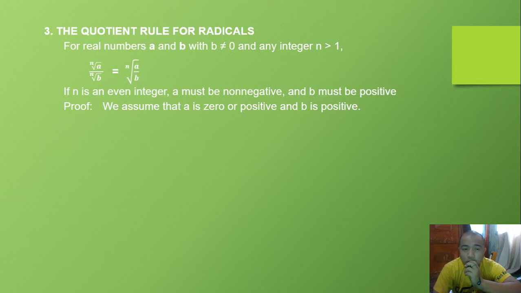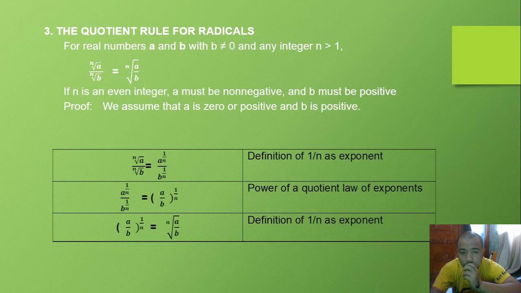Proof: we assume that a is zero or positive and b is positive. So the nth root of a is a raised to 1 over n, and the nth root of b is b raised to 1 over n. They have the same exponent, so that can be written as a over b raised to 1 over n. Transforming this to a radical sign, n is the index, so the nth root of a over b.